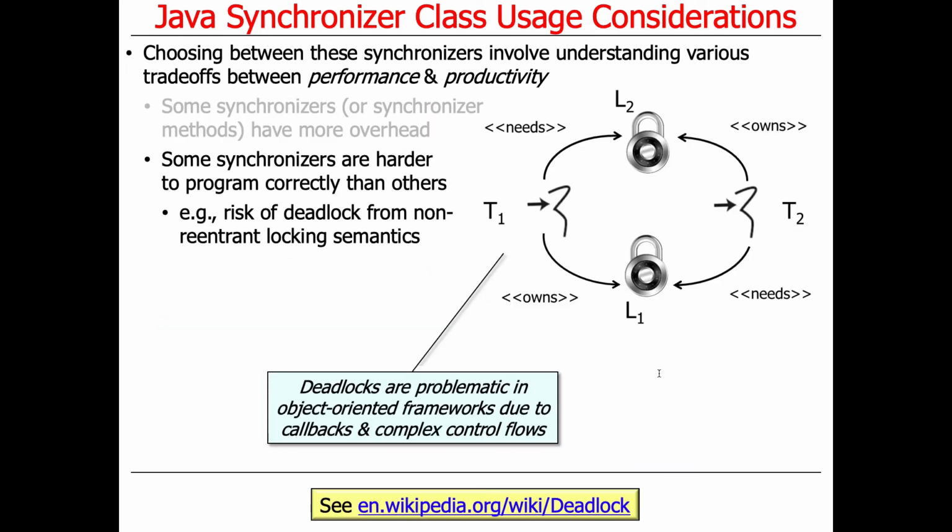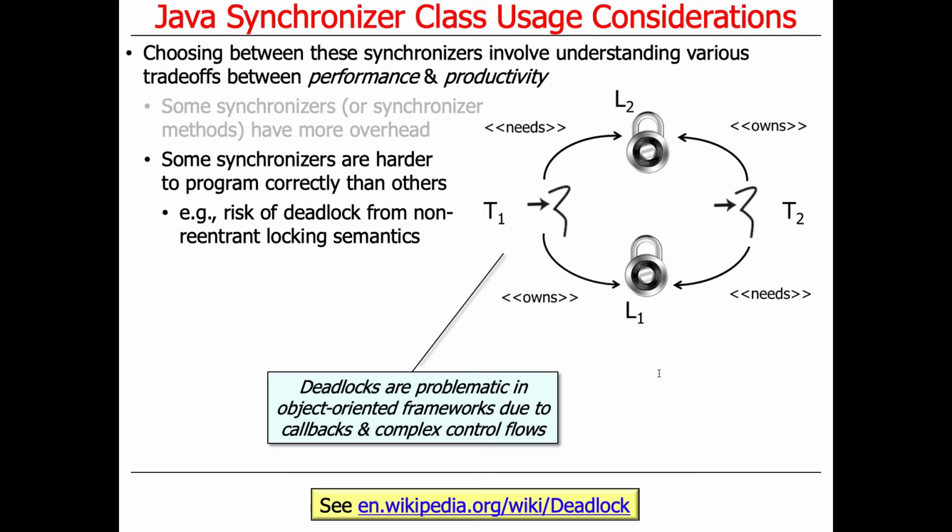Some synchronizers are just harder to program correctly than others. For example, stamped locks are very optimized, but they don't have the reentrancy property that reentrant read-write locks do. So from one point of view, even though they're more efficient, they're a little harder to use correctly, especially if you have sort of hierarchical callbacks that might require a thread to reacquire the lock more than one time, et cetera, especially if you're using object-oriented frameworks.